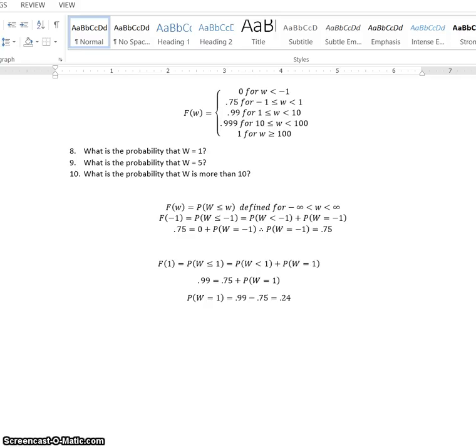So following the same logic, we can create the probability mass function for W. And you could stop the video for a minute and try to do that, and then you can check your work in a minute.